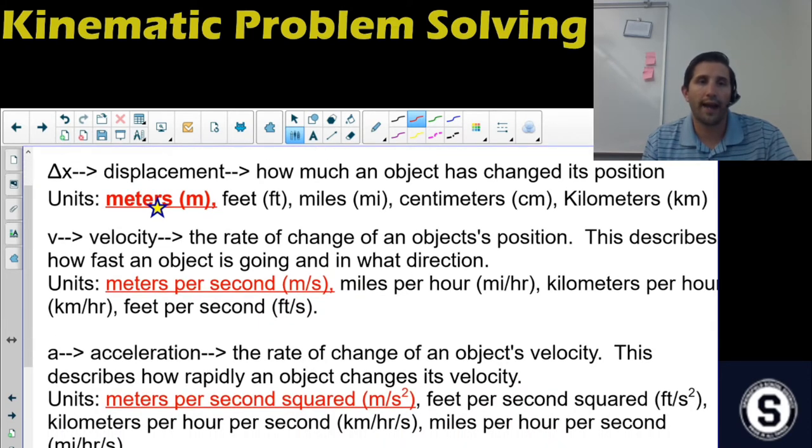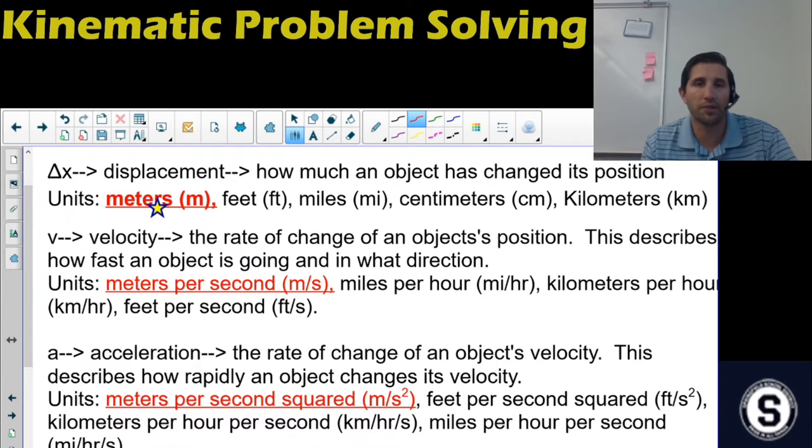All right. a stands for acceleration, and that's going to be the rate of change of an object's velocity. So think about what that means. It means how rapidly an object speeds up, slows down, or changes direction. When we say changes its velocity, that's what we mean, right? Speed up, slow down, change direction. So acceleration tells us how rapidly that happens.